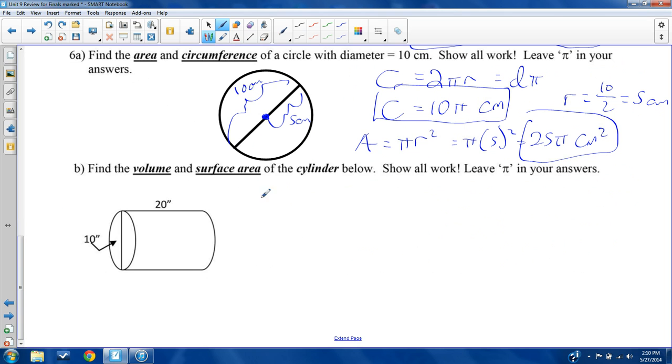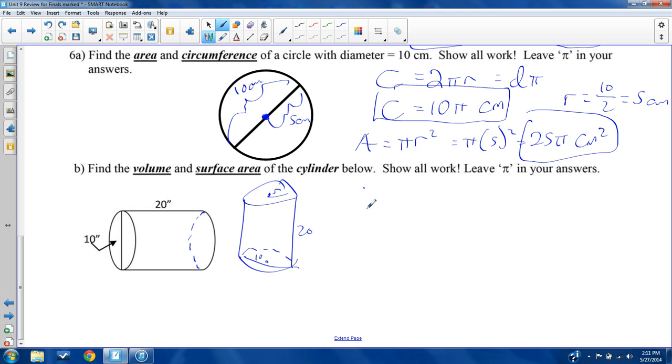Okay, find the volume and surface area of the cylinder below. Show all work, leave pi in your answers. Even though this thing is laid down sideways, you try and draw it upward, because you have to know that your height is 20. Your height is the lateral facing right here. This is your base, just like this other circle is your base. You have 2 bases there. Now you have a radius of 10, or a diameter of 10. So again, your radius is 5. So that'll help for some things.